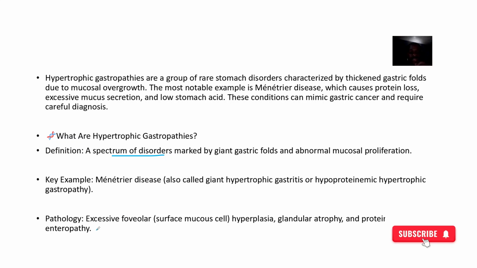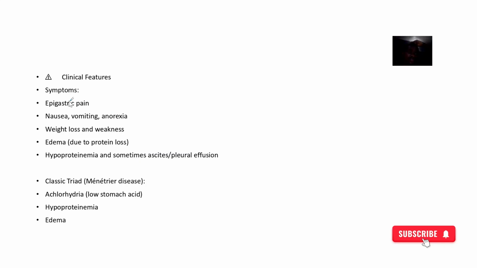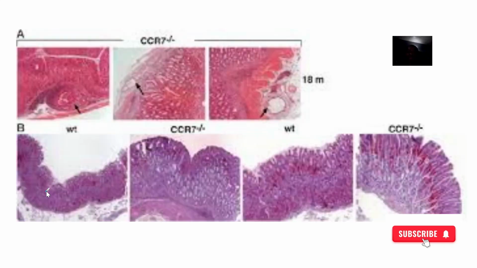In the pathology, there is excessive foveolar hyperplasia. The surface mucous cells are growing too much, with glandular atrophy and so on. The clinical features are stomach pains, nausea, vomiting, anorexia, weight loss and weakness, and edema because you are losing a lot of protein, causing hypoproteinemia.